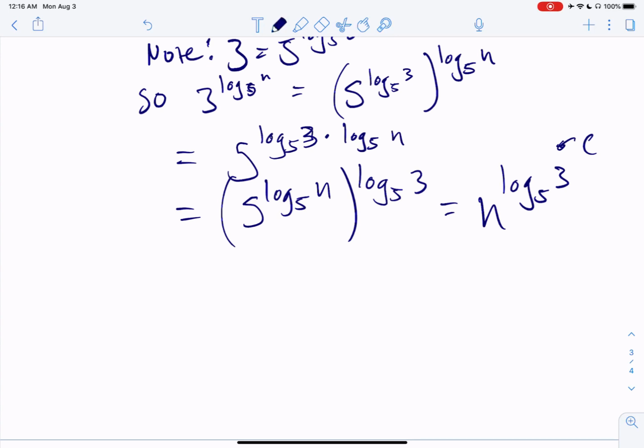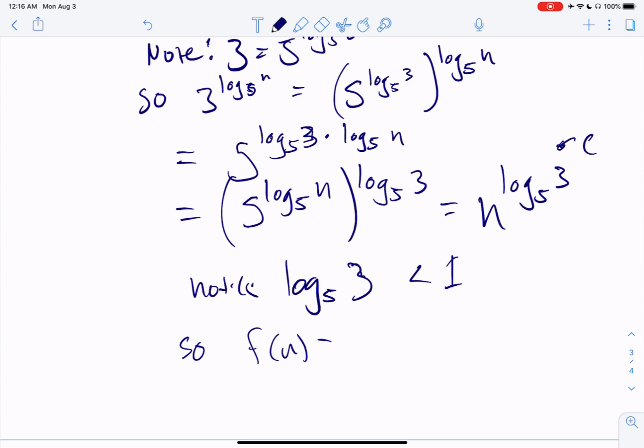And what we can note from this is that log base 5 of 3 is actually less than 1. Now, it's less than 1 because the base is smaller than the argument of the log. So in this case, f of n equals big O of n.